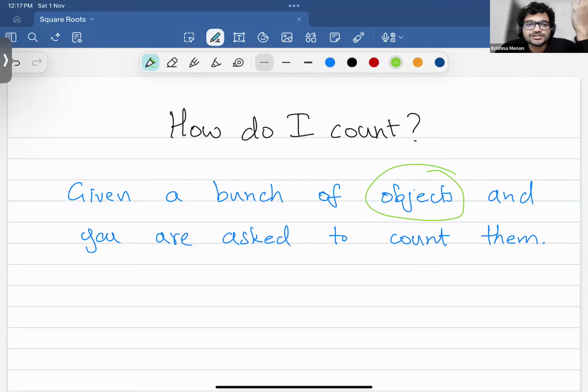The questions could be like, how many ways can you distribute 35 chocolates among 15 people? Or it could be something like, how many numbers from 1 to 100 are divisible by 7? Basically, you're given some property or possibility, and you're supposed to figure out how many objects satisfy this property or the conditions given to you. So this is usually the kind of counting problem that one sees.